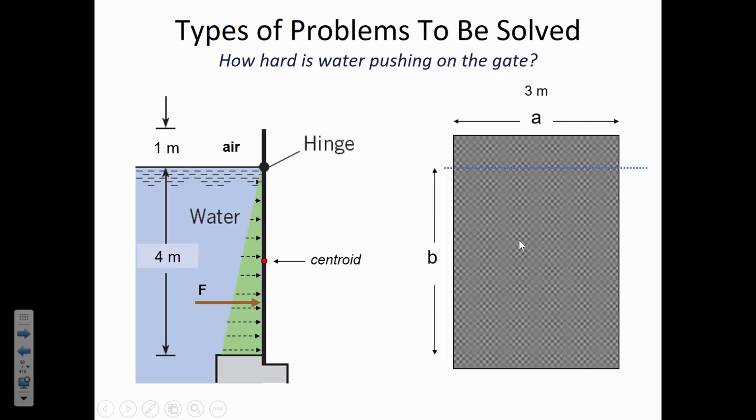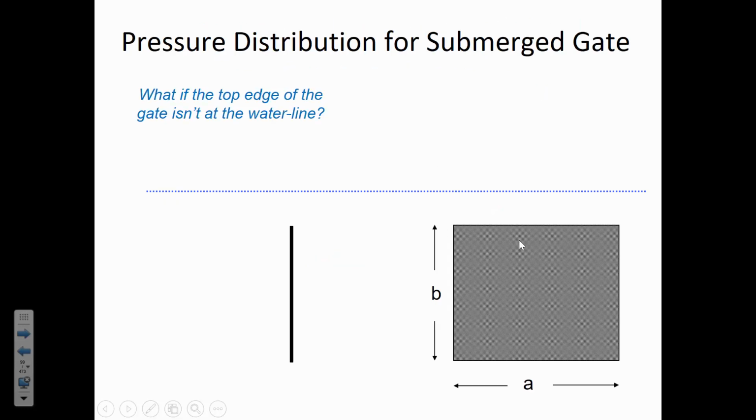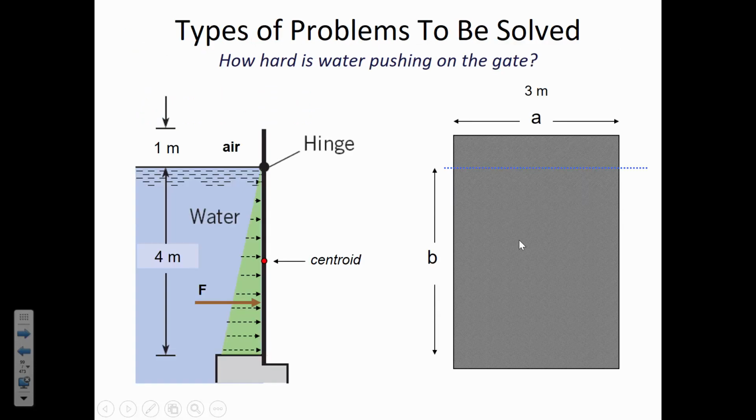And the reason why we care where the centroid is, is we want to know what the pressure is at that spot. Because it's the center of pressure that we put into the formula, force is pressure times area. So pressure at the centroid is the key pressure that we have to substitute into that formula to find the magnitude of the force.